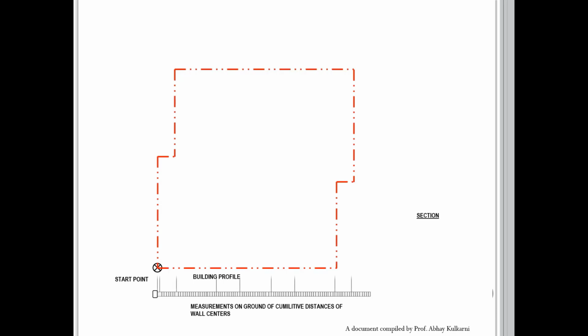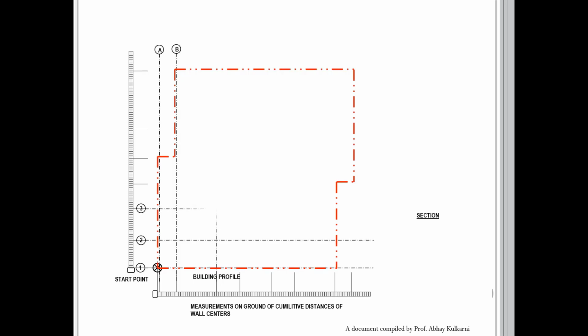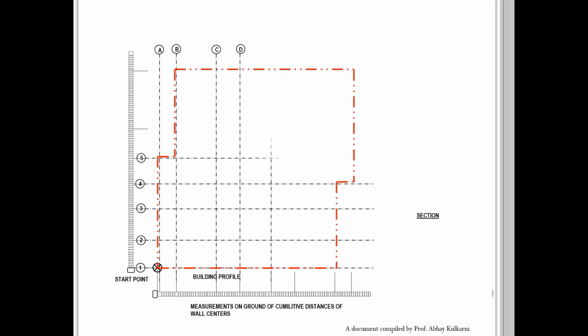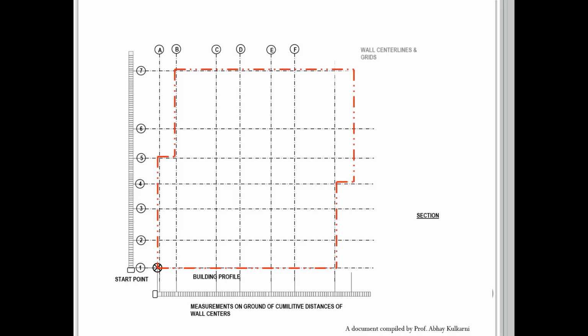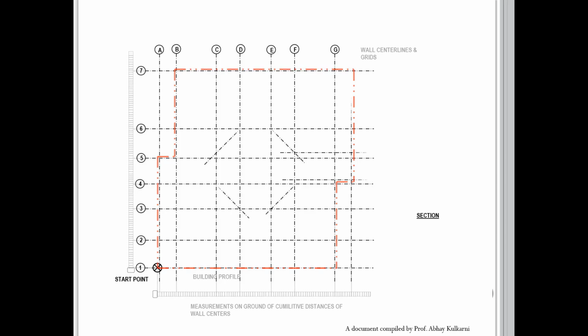So, to start with, the contractor has the start point and the building profile. Considering the start point as 0, 0, the contractor will peg the measuring tape there and mark on the site the cumulative dimensions along the x-axis and the y-axis. This will now give him the grid of the center lines of the wall on both the axes.